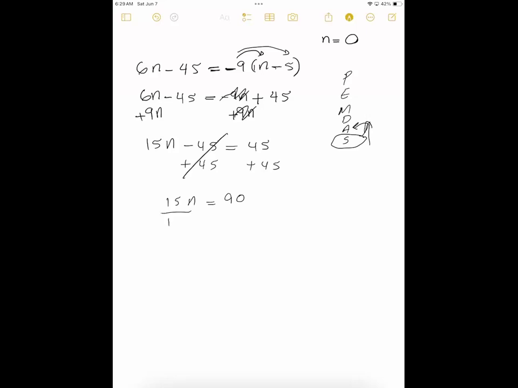We have a multiplication, and opposite of multiplication is division. So we divide both sides by 15. So I believe 15 divided by 15 is 1. 90 divided by 15 is 6. So we get n is equal to 6.